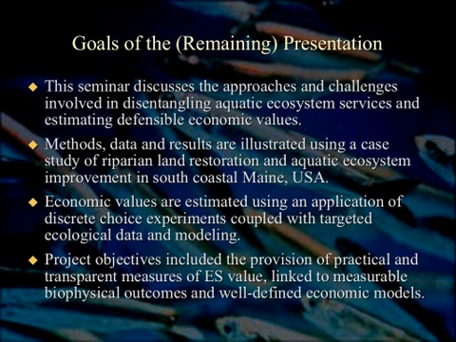Taking an example, how did we start with a group of biophysical scientists and a group of economists, and how did we actually try to figure out what these values are? The case study I'm going to use is from a case study of riparian land restoration in south coastal Maine, USA. I'll show you a little map of where that is. Some of you may know where that is, some may not. And we're going to be estimating economic values using discrete choice experiments, these voting type survey questions, and I'll show you what some of those are.